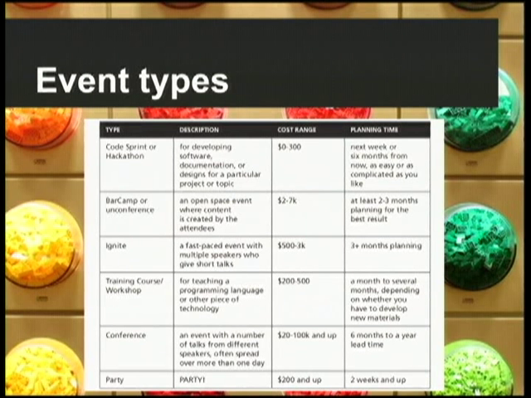Event types, I apologize for the tiny type. I actually have an online version of this I can send everyone. These are what we've learned during events in Portland. It's a grid that shows you about how long the planning takes, how much it costs, things like that. This has been true for us in Portland, but this can vary dramatically based on where you are and what's available to you. But it's just to give you an idea of the relative scale of what you're getting yourself into.